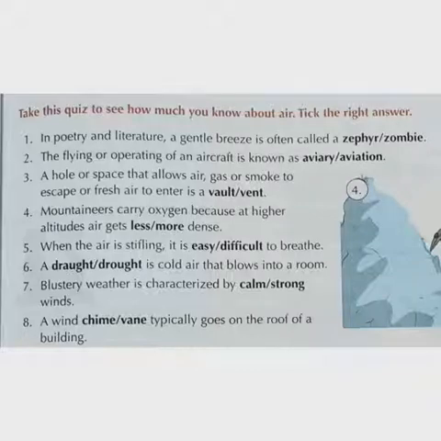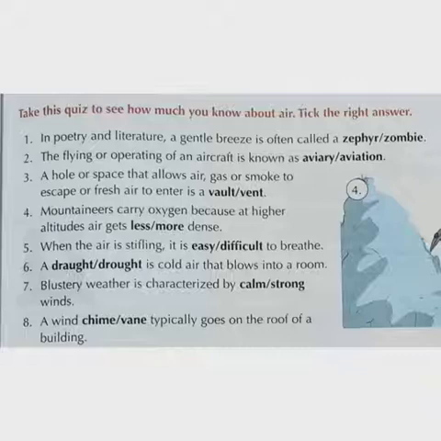Next, seventh one, a blustery weather is characterized by calm or strong wind. Okay, blustery weather means here blustery is an adjective. Here, to describe the weather, this adjective blustery is added. So blustery weather brings extremely strong wind. Okay, blustery weather means extremely strong wind, so strong is the answer.